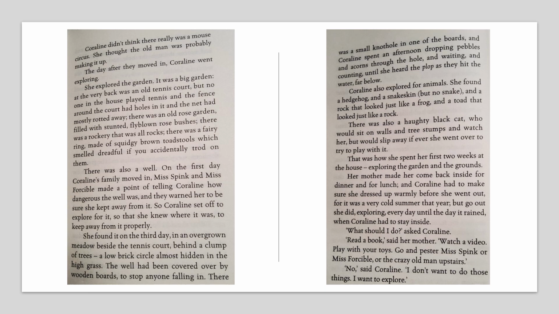On the first day, Coraline's family moved in. Miss Spink and Miss Forcible made a point of telling Coraline how dangerous the well was, and they warned her to be sure she kept away from it. So Coraline set off to explore for it, so that she knew where it was to keep away from it properly. She found it on the third day, in an overgrown meadow beside the tennis court, behind a clump of trees, a low brick circle almost hidden in the high grass.